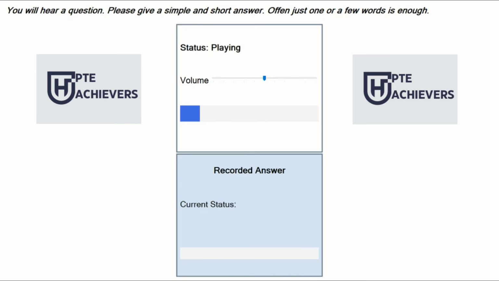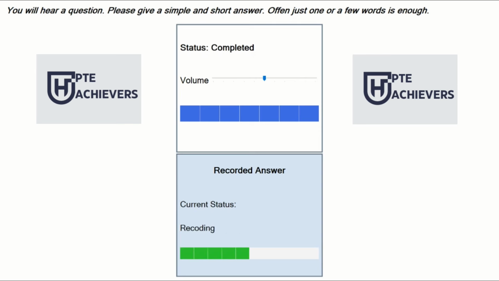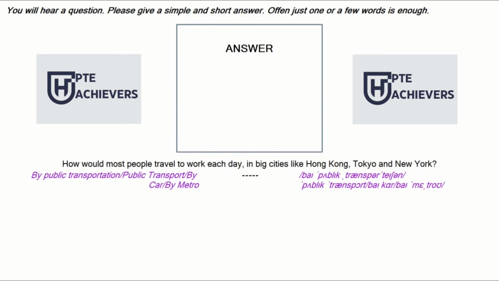How would most people travel to work each day, in big cities like Hong Kong, Tokyo, and New York? By public transportation. Public transport. By car.